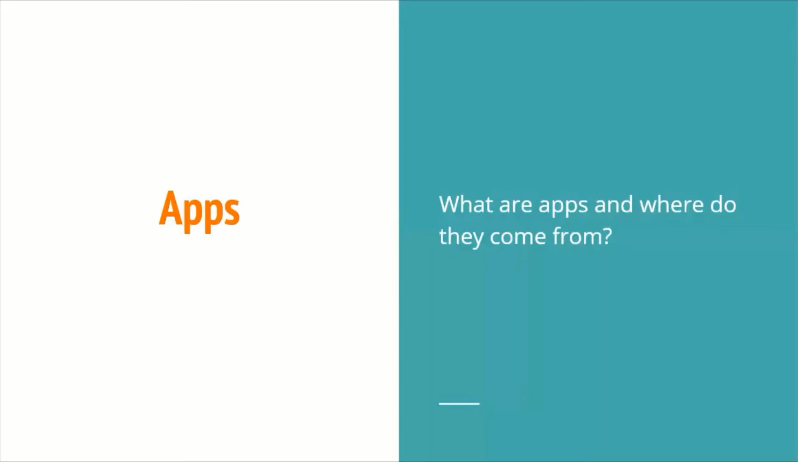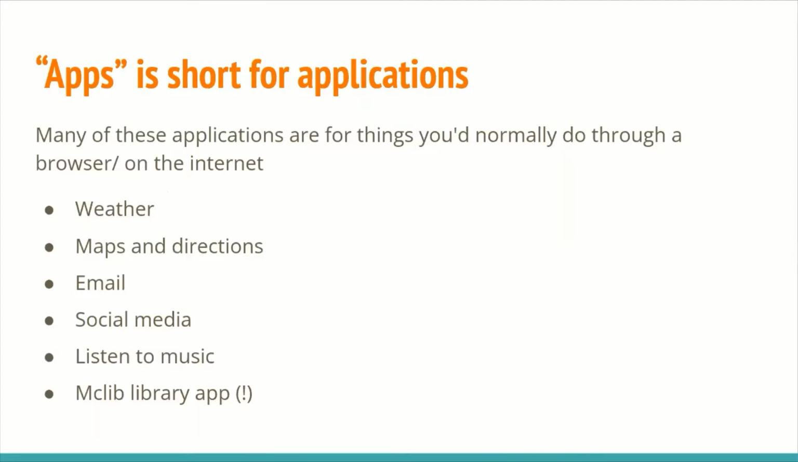So apps are something that some people feel a little bit nervous about when they first get a smartphone or a tablet. What are the apps and where do they come from? But this is actually something that you have probably already worked with. Apps is just short for applications, and many of the apps that you'll have are things that you could just go through a browser to use on the internet. You have probably opened up the internet and looked at the weather, maybe looked up a map, maybe you have email. Any of these things, instead of going through the browser, you can get an app that will go directly to those. They just do one thing.